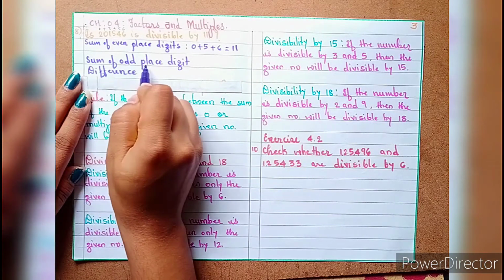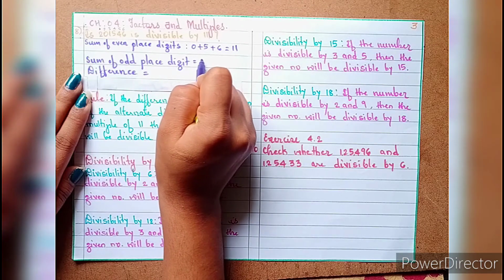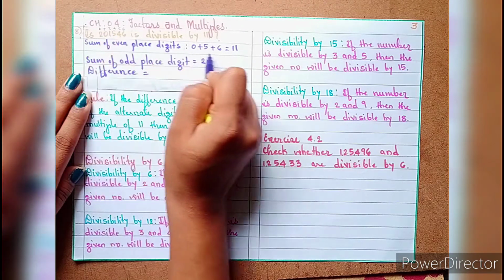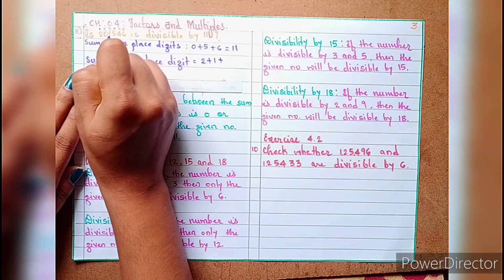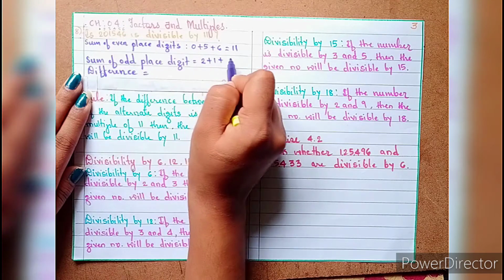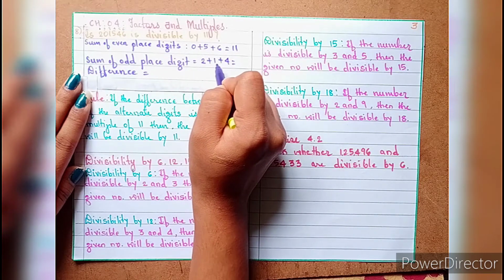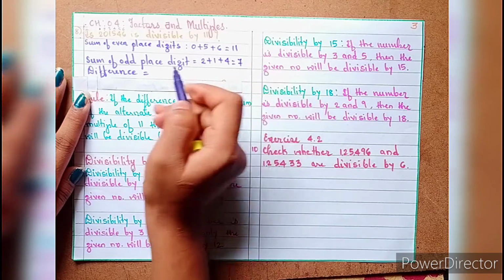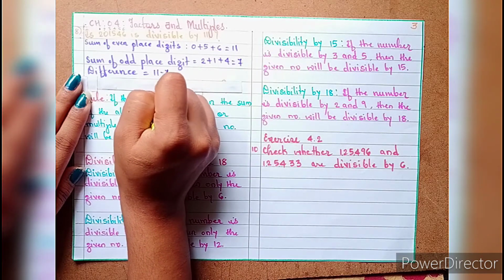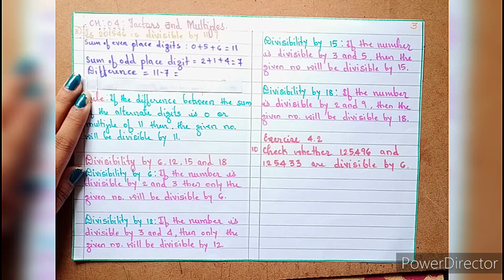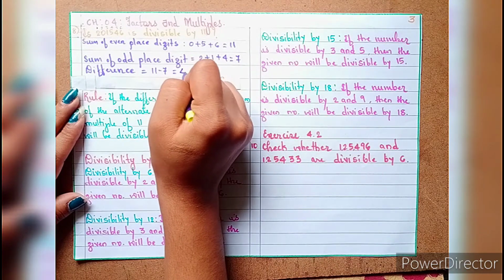Next let's find the sum of odd places. Odd is 2 plus 1, and at the fifth place there is 4. That equals 4 plus 1, 5. 5 plus 2 is 7. So now let's subtract: 11 minus 7. Thus the difference is 4.